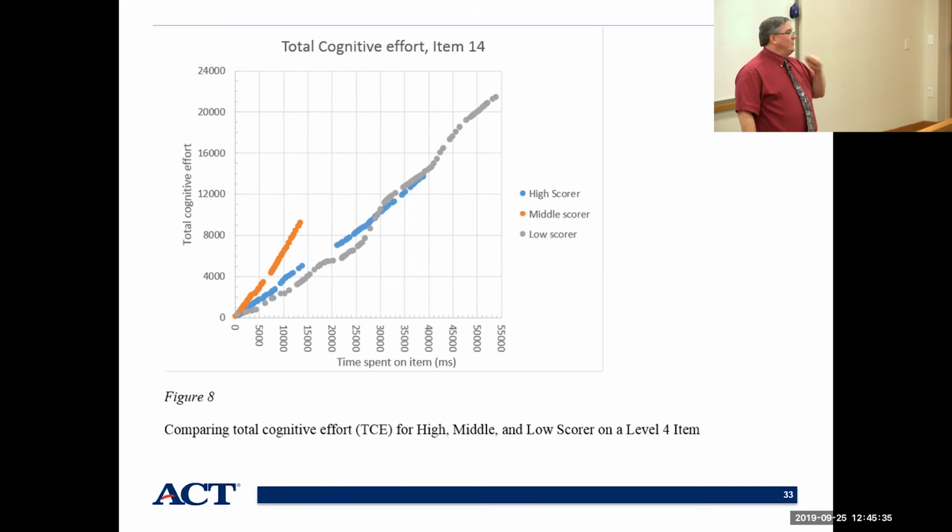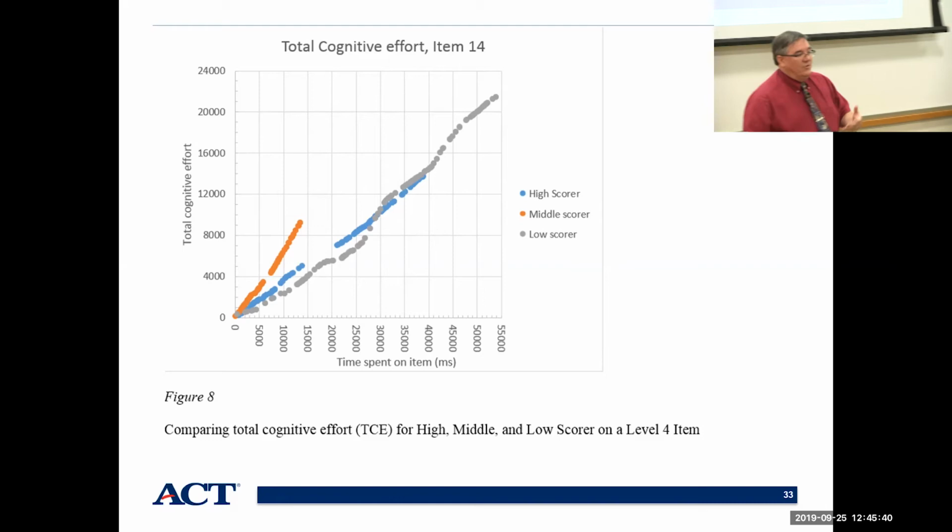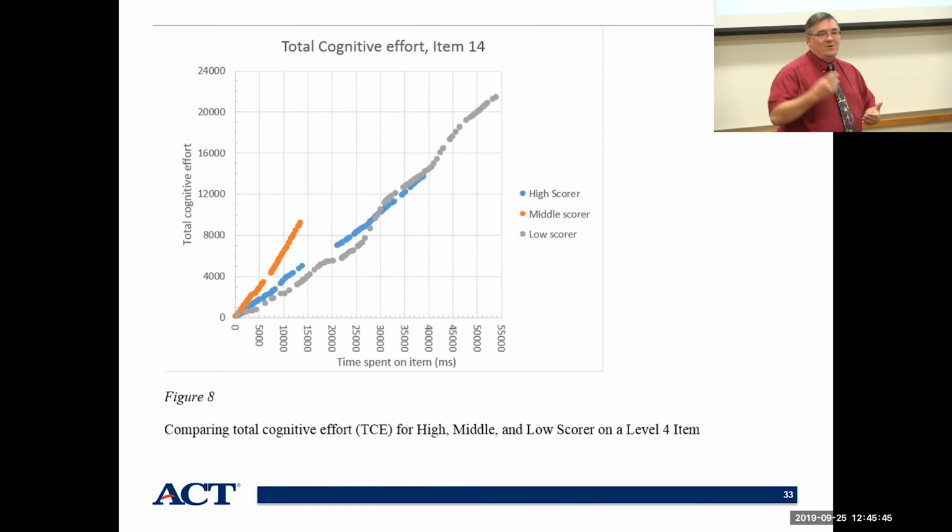Again, when we do follow-up studies, we're going to ask the students in follow-up questions, do you feel like you have to rush to get through these tests? Do you feel like you have to engage in high effort, high cognitive effort all the time so that you can get through these things? Because I think that's what this student has learned, is I have to rush to get through things like the ACT, because he always engages in high cognitive effort. And the blue line, this is a slow but steady high score.